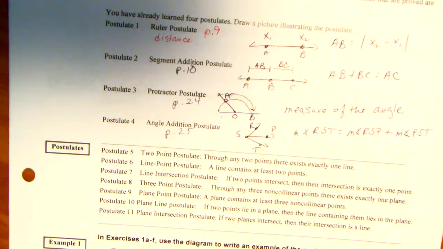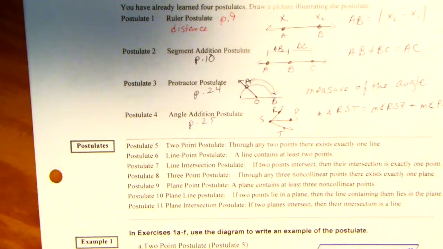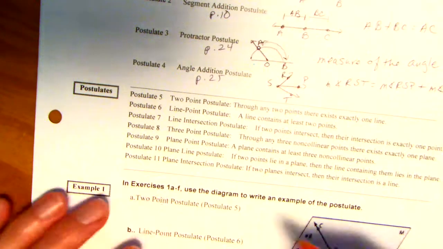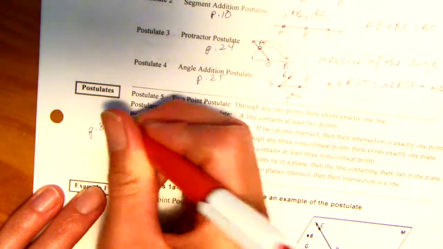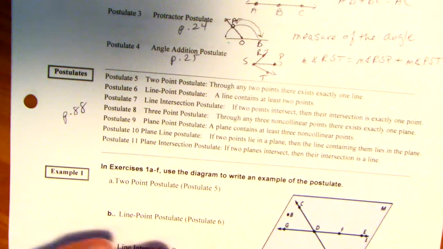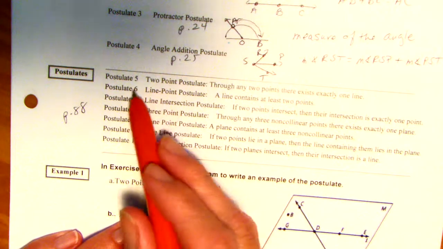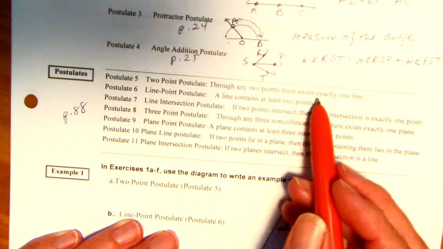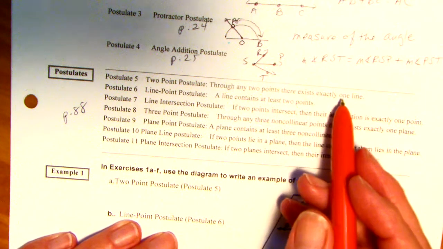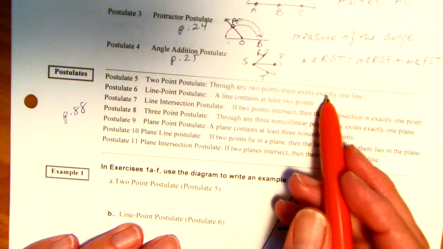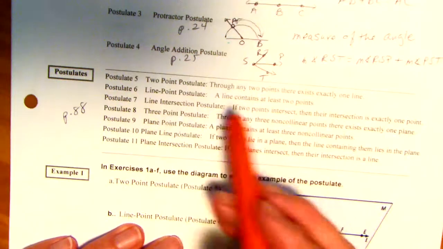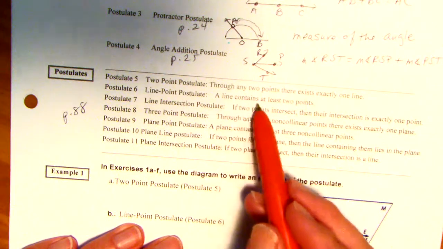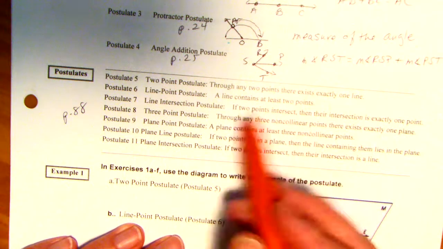We've already done a couple. Now let's start adding on to them. Okay, so postulates 5 through 11. I believe this is like page 88. So I have to double check these to make sure. Postulate 5, it's the 2-point postulate. Through any 2 points exists exactly one line. I know it seems obvious, and there's a reason why we're not proving it, so we accept these. Line point postulate, a line contains at least 2 points.